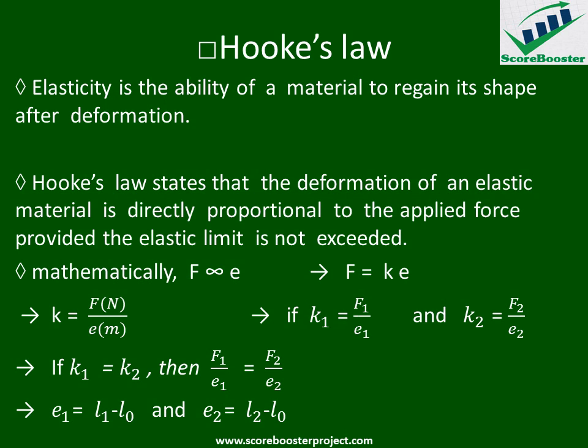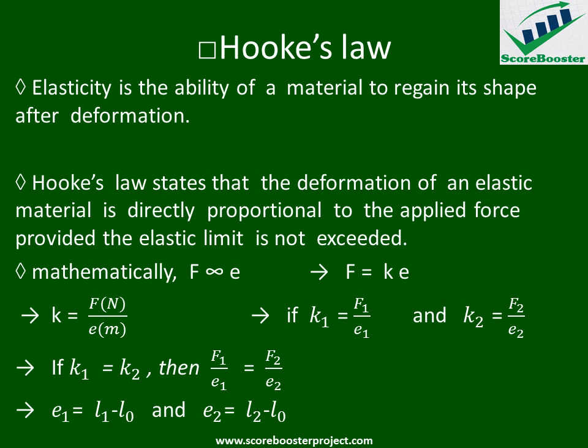Then we can make K the subject of formula by dividing both sides by e. That will give us K equals force in Newton over extension e in meter. In this case, our K is the constant of proportionality, whose unit will be Newton per meter. Our F is the force in Newton. e is the extension in meter.